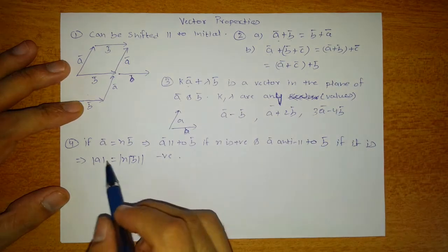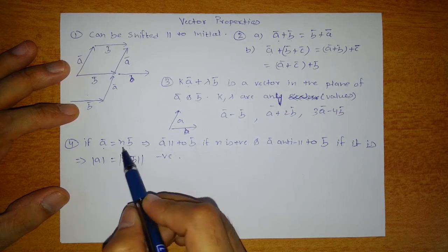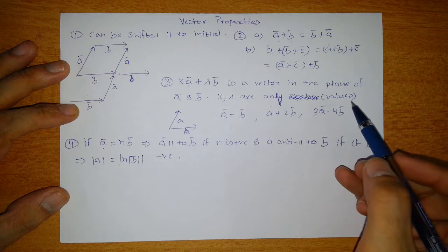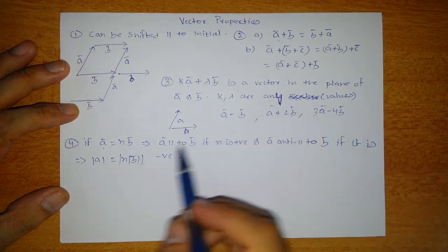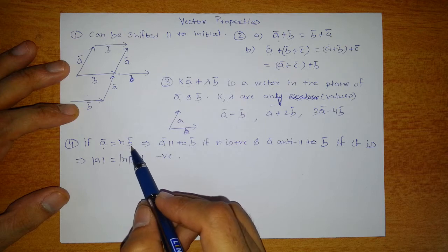And the next property we'll be discussing: if two vectors are defined like this, A is equal to n times B, n is again some value, some integer or some fraction, some number. Okay, so A is equal to n times B.